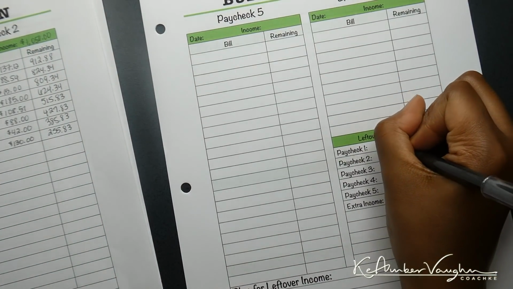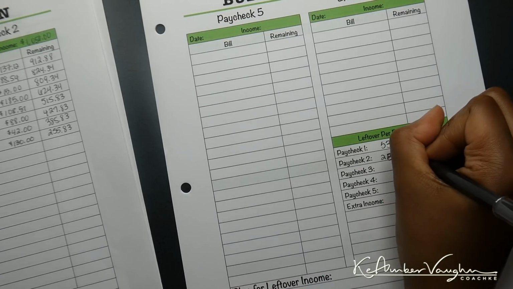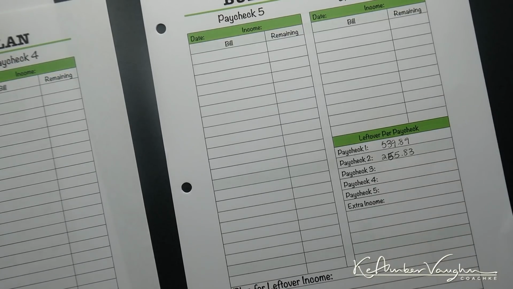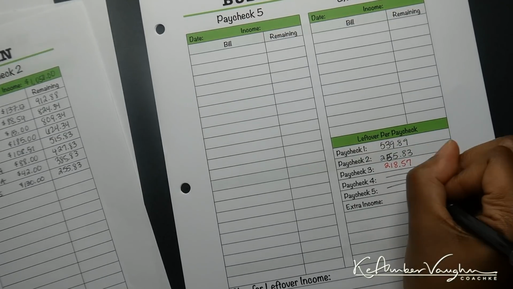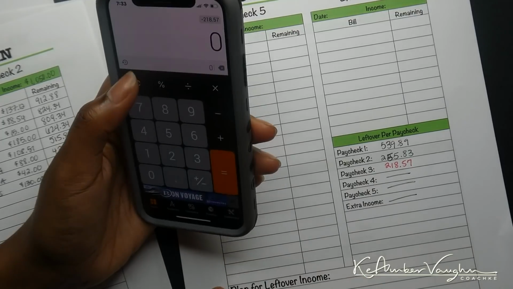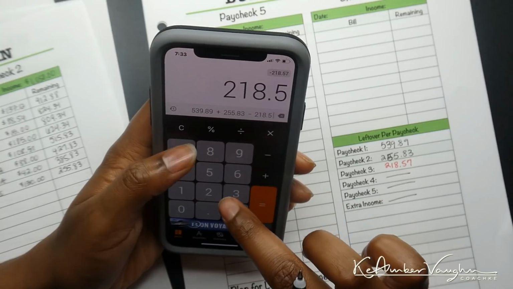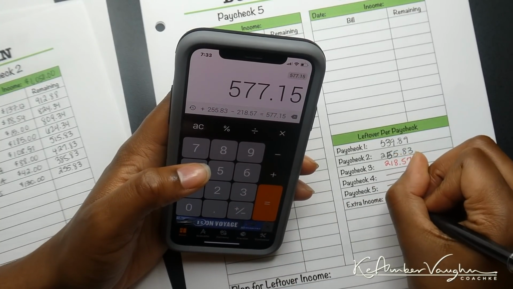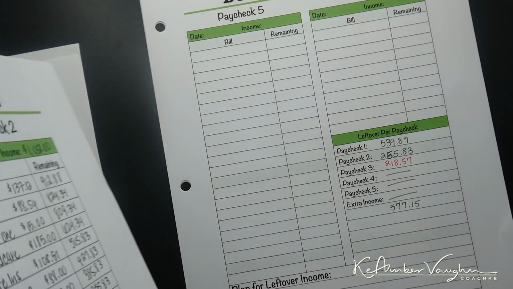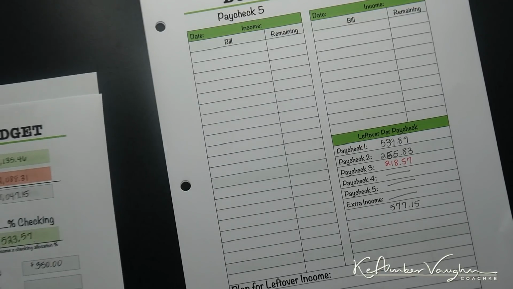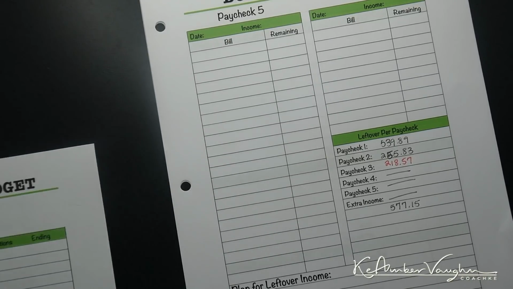So again, we got $539.89. We got $255.83. And then we have $218.57. Nothing here, nothing there. So $539.89 plus $255.83 minus $218.57. So we have $577.15 left over, which you guys know that we needed $523.58 for our savings and debt allocation.